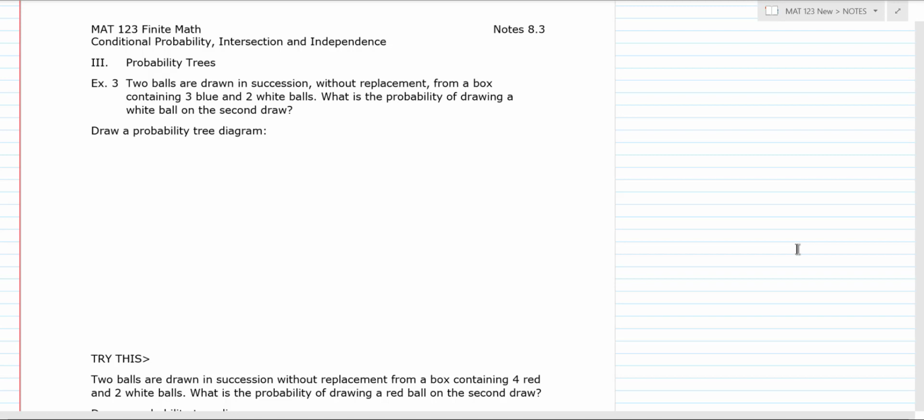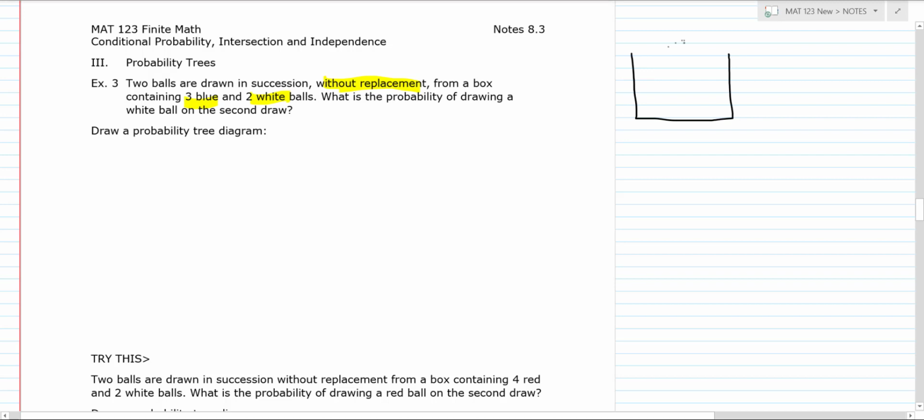So let me go over this a little bit then. All right, so this problem says that you have two balls drawn in succession without replacement. And that's a big deal, what I mean by without replacement. From a box that has 3 blue and 2 white balls, what is the probability of drawing a white ball on the second draw?